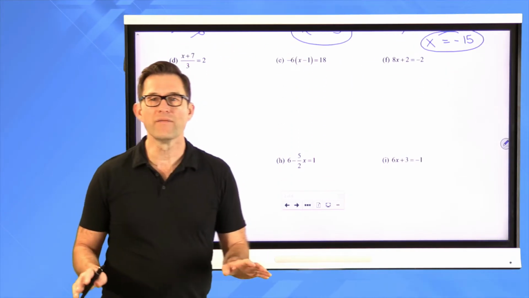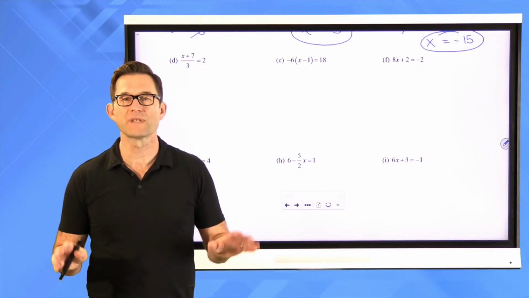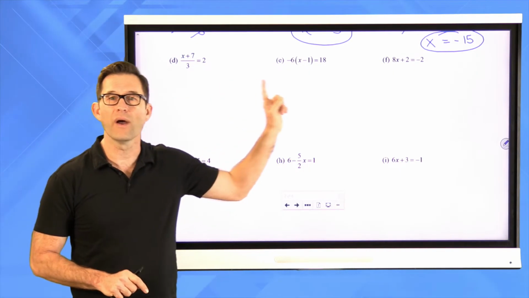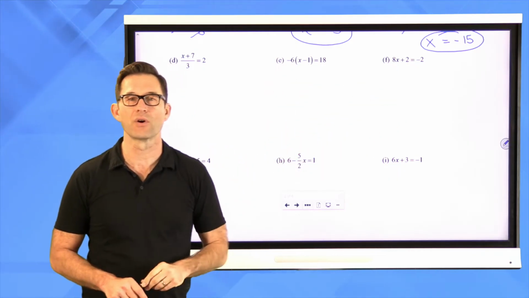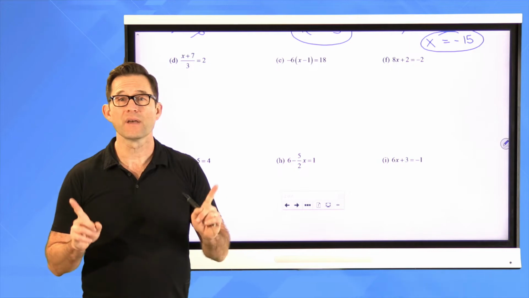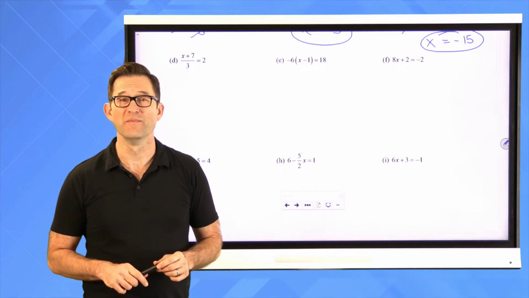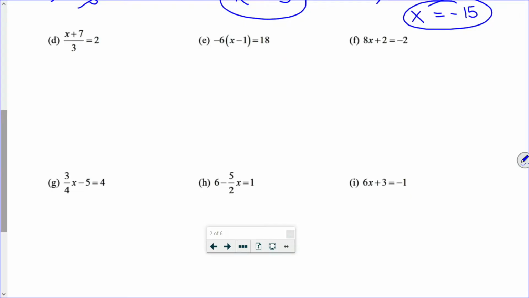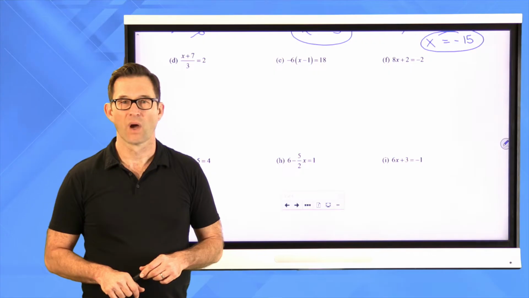Here we go. All of these are two-step equations. So what I'd like you to do now is pause the video and try each one of these in turn, and then we'll come back and talk about them. Keep in mind, some of these, or at least one of them, is going to have a fractional answer. Pause the video now.